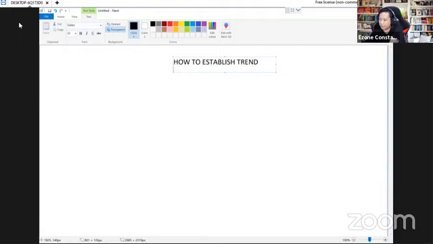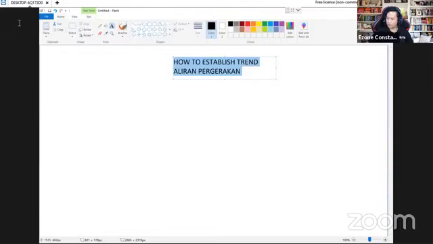Macam mana nak menghasilkan ataupun macam mana nak memerhatikan aliran pergerakan harga. This is the part right now. I want you to get it clear. So if we get a chance here, later we talk about the movement. Now, how to establish trend. This is the part right now.